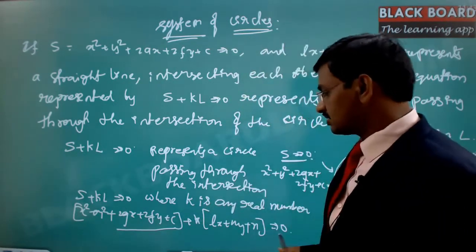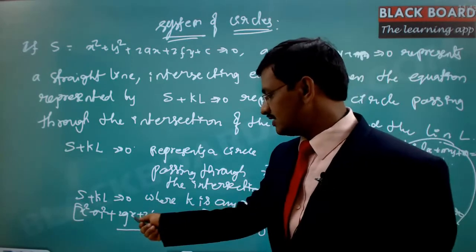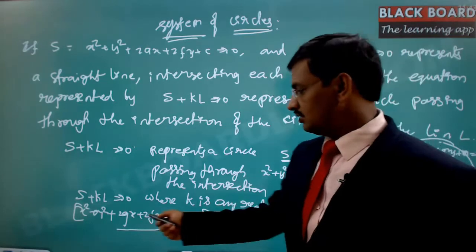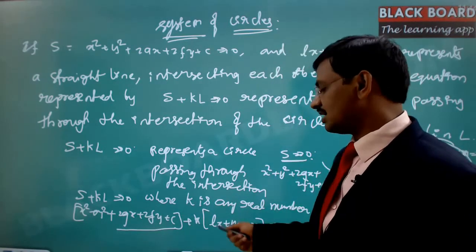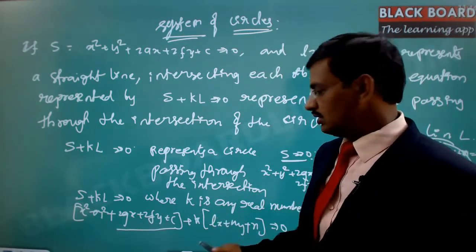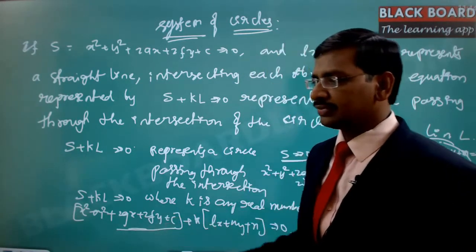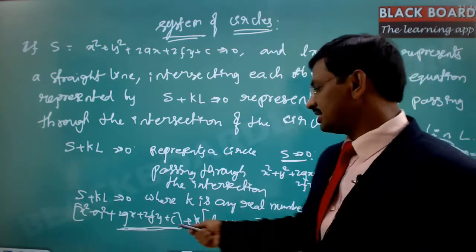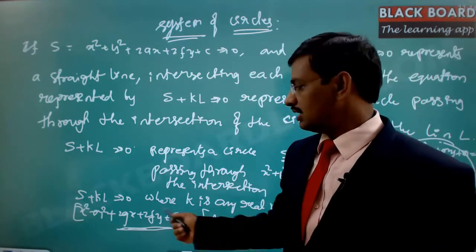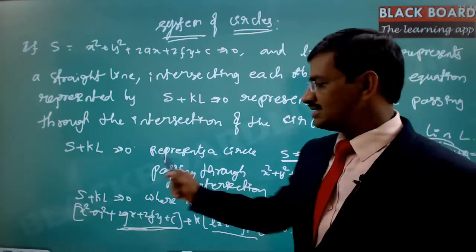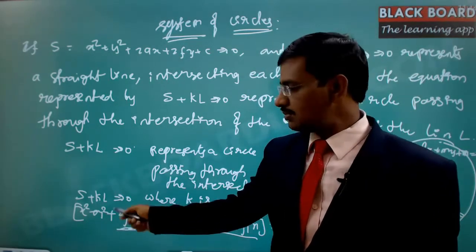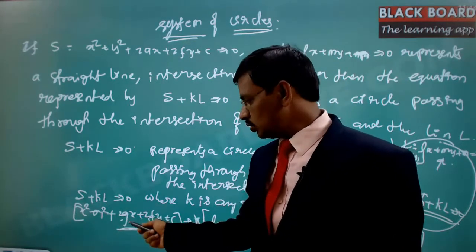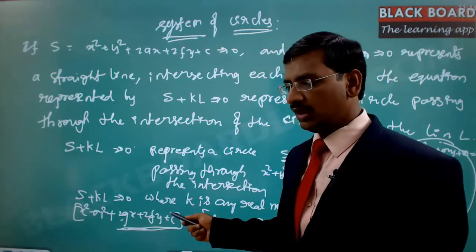So that means this still represents a circle, but the center of the circle is going to be deviated and the radius is going to have a changed value when you add K times Lx plus my plus n. This is the only change, and it passes through the intersection region. Hence we can conclude that it is in the standard form of a circle equation, x square plus y square plus 2g dash x plus 2f dash y plus c dash.